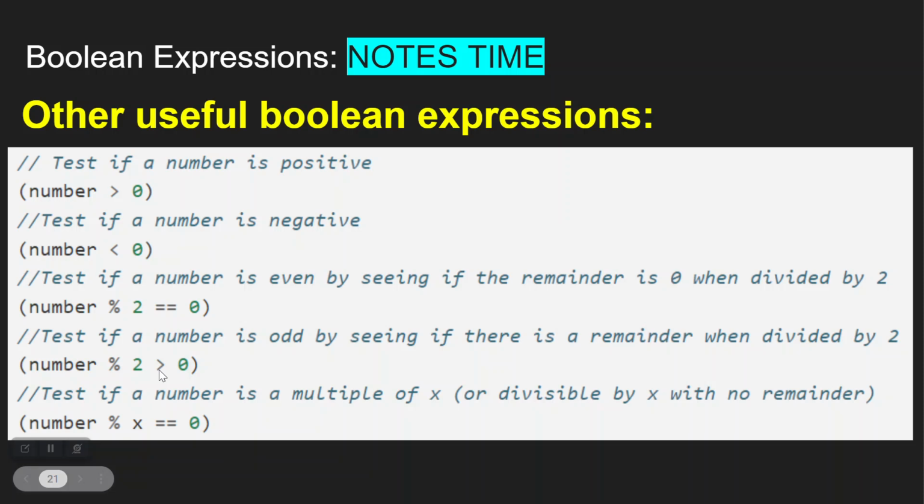And then if you want to test whether or not a number is a multiple of another number, you can see whether or not that number modded by the other number is 0. So if you wanted to see whether or not a number was a multiple of x, you could say, if the number modded by x is equal to 0, then it must be a multiple. So those are just some easy-ish Boolean expressions to remember.